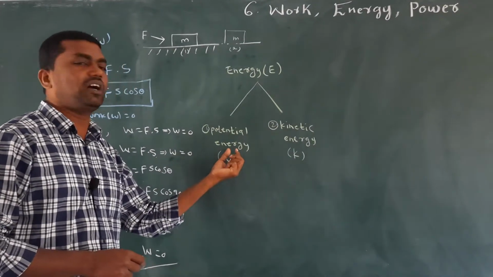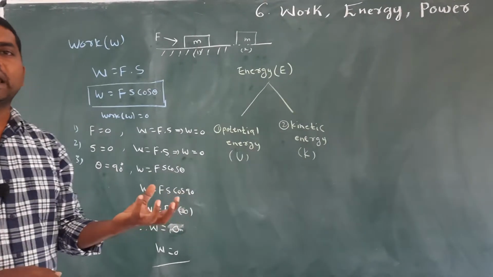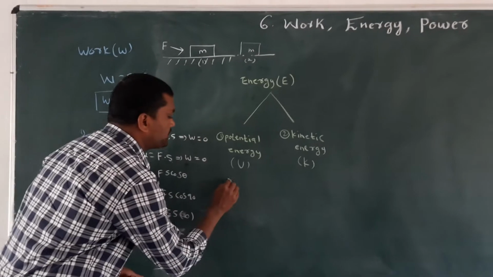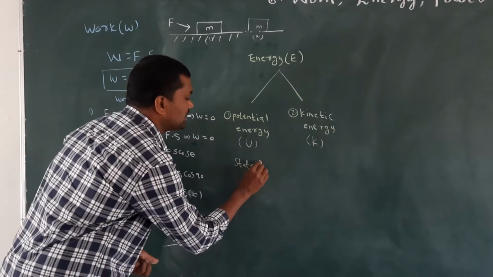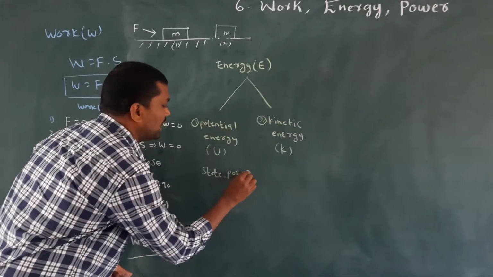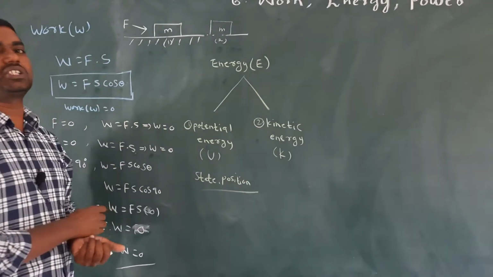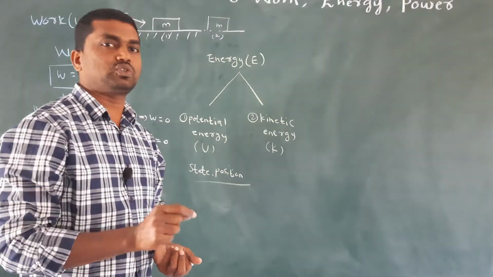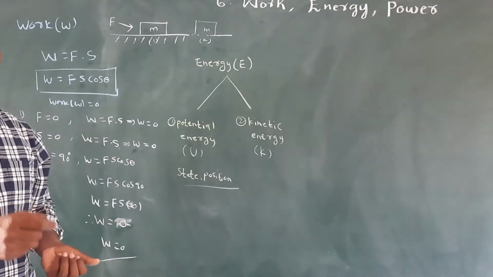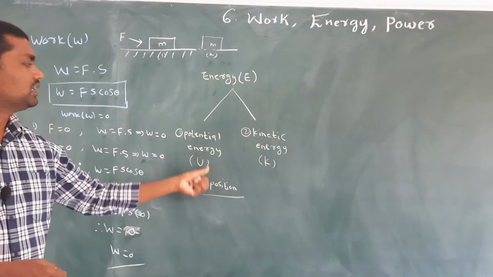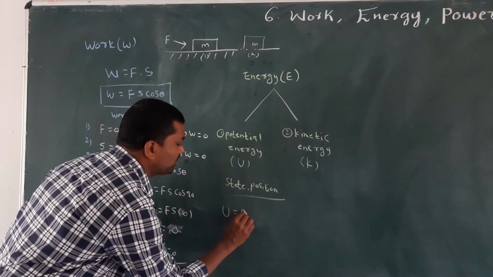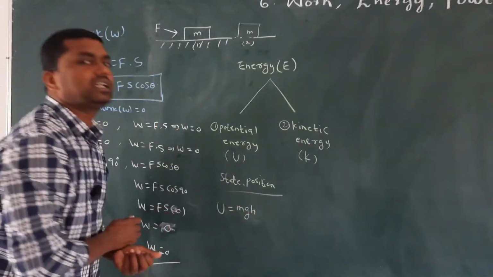What is the meaning of potential energy? The energy possessed by virtue of the object's state, that means its position, is called potential energy. The potential energy formula is U is equal to mgh.